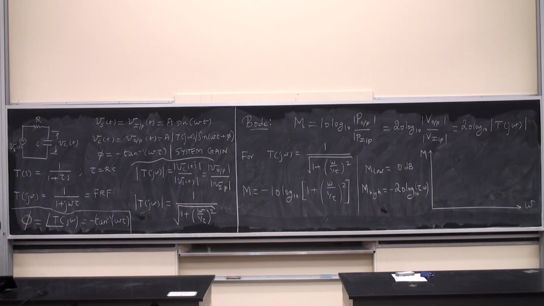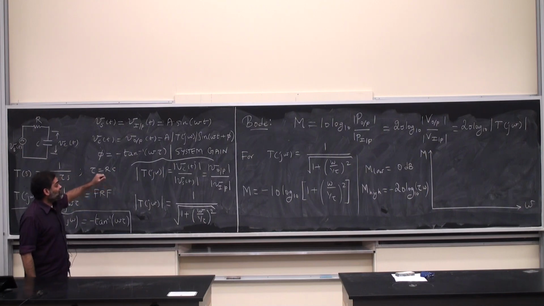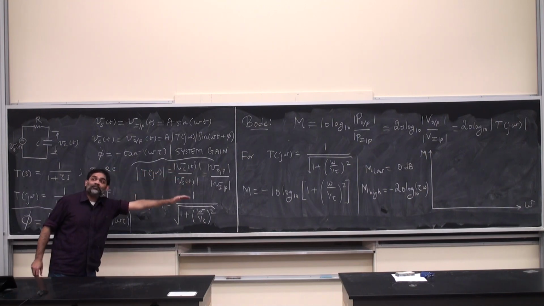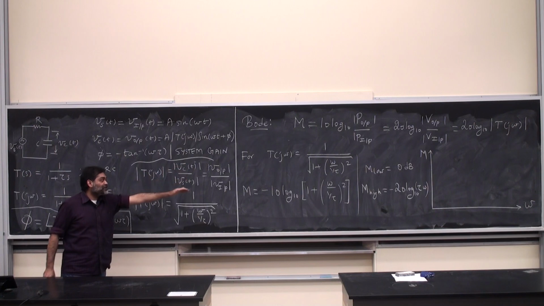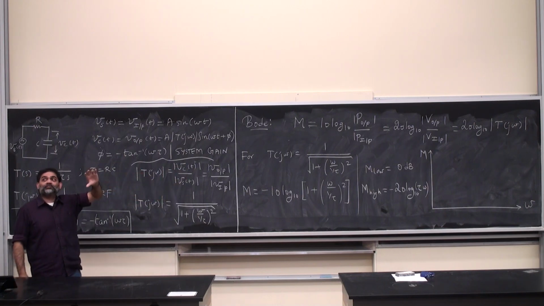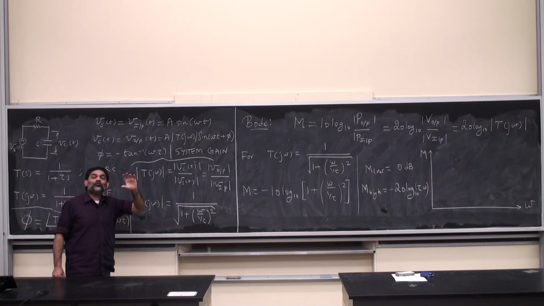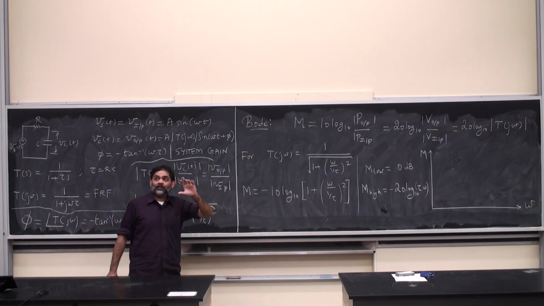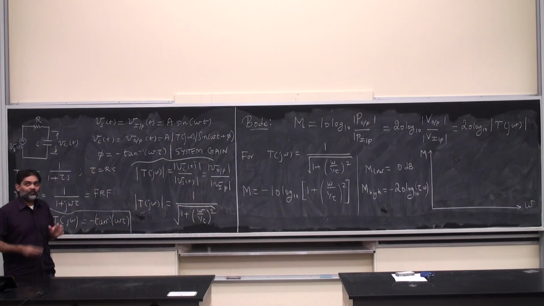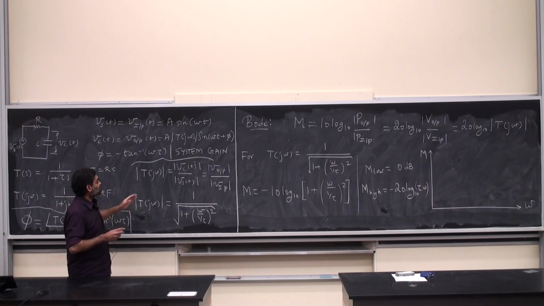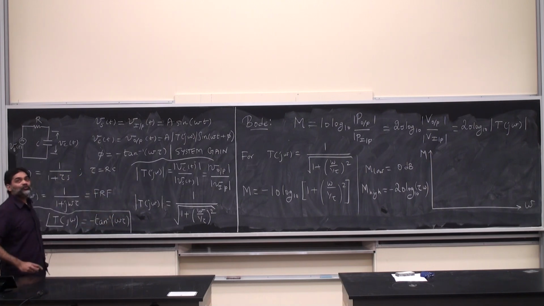Another point I want to make here is that this terminology is called the total system gain. The total system gain is the ratio of the output to the input, magnitude of that, and that is essentially the magnitude of the frequency response function.